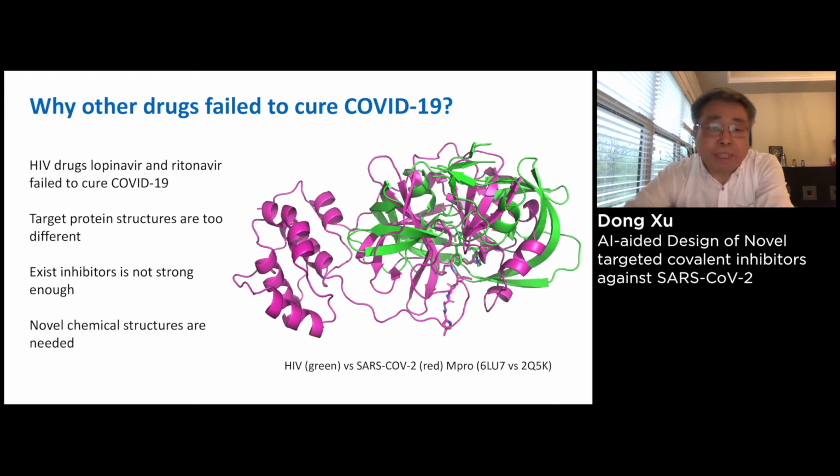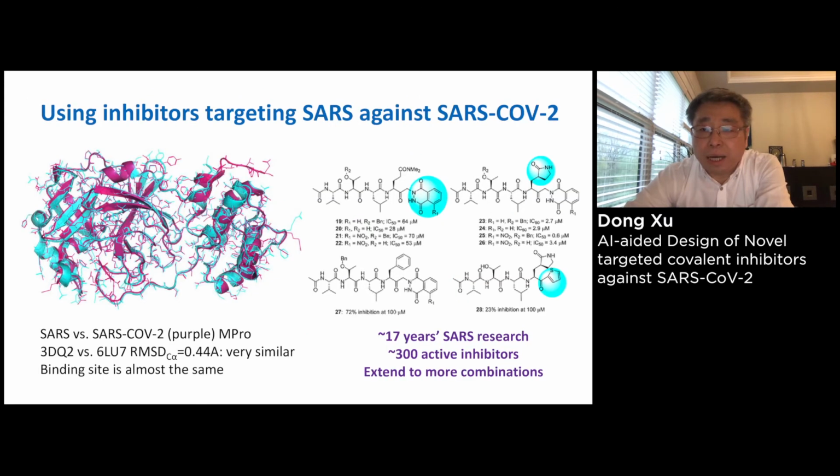One source of information we could use is SARS. SARS happened about 17 years ago, and it has a sequence very similar to SARS-CoV-2. In particular, the M protease sequence and structure are very similar. Here are the structures of the SARS protein and the SARS-CoV-2 protein; they superimpose very well. Over the past 17 years, many ligands have been designed to target the M protease of SARS.